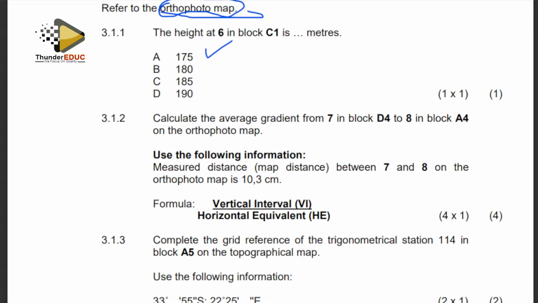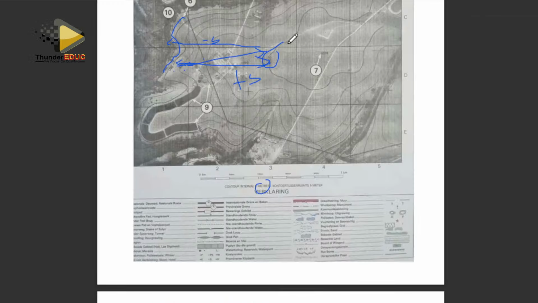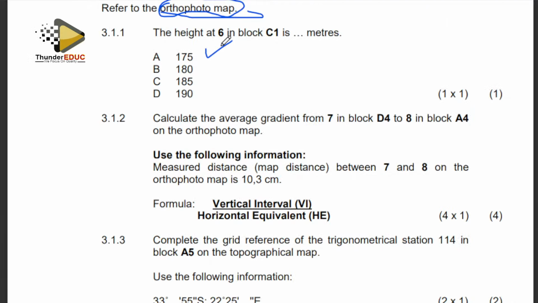How do you get 175? You look at the contour lines here. When you look at this contour, it looks like it does not have a reading. But on a map, there is no contour without a reading. So you have to look at the shape, look at the surrounding areas, and then you can depict the number of that contour line. So I feel this is the right answer based on how I look at it. If the other one that I'm seeing is 200, okay.